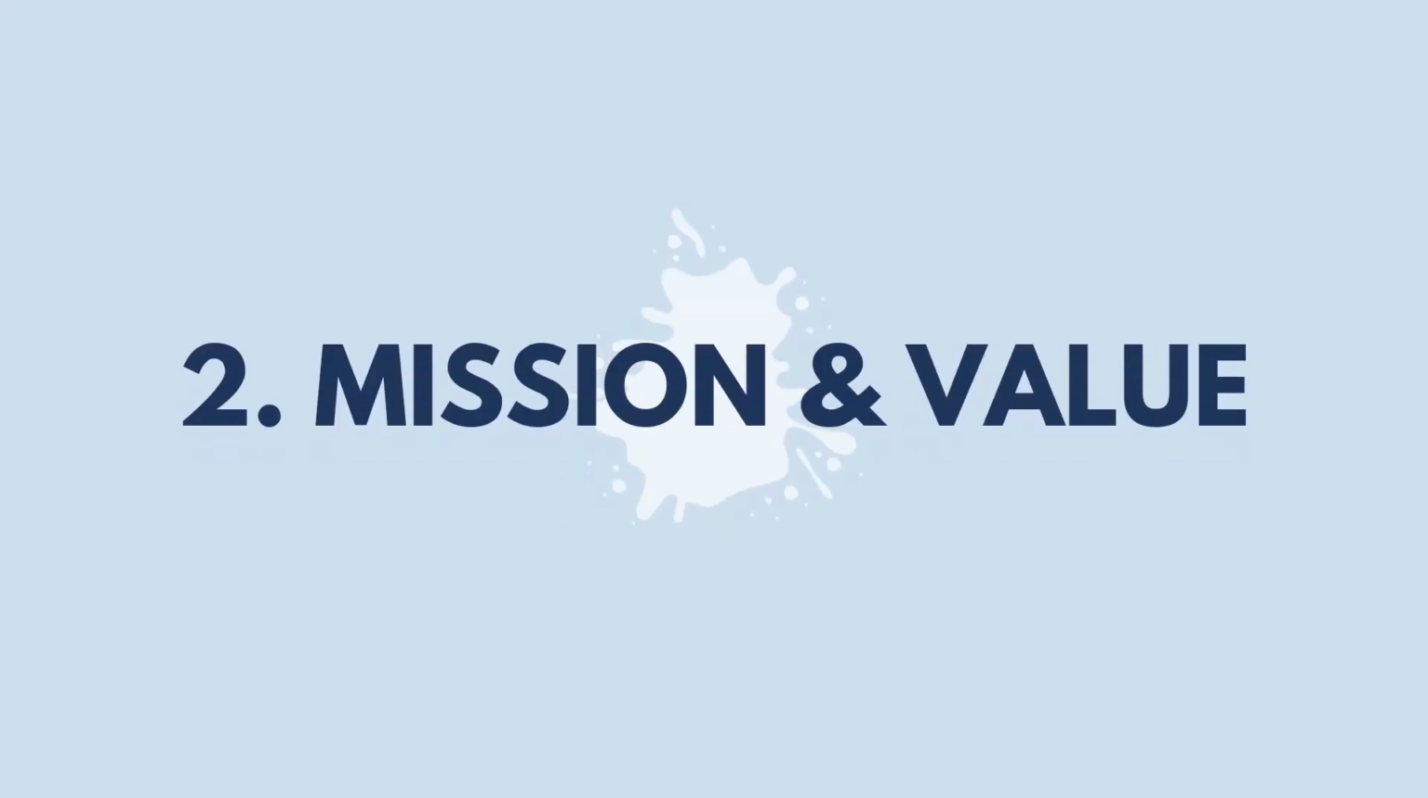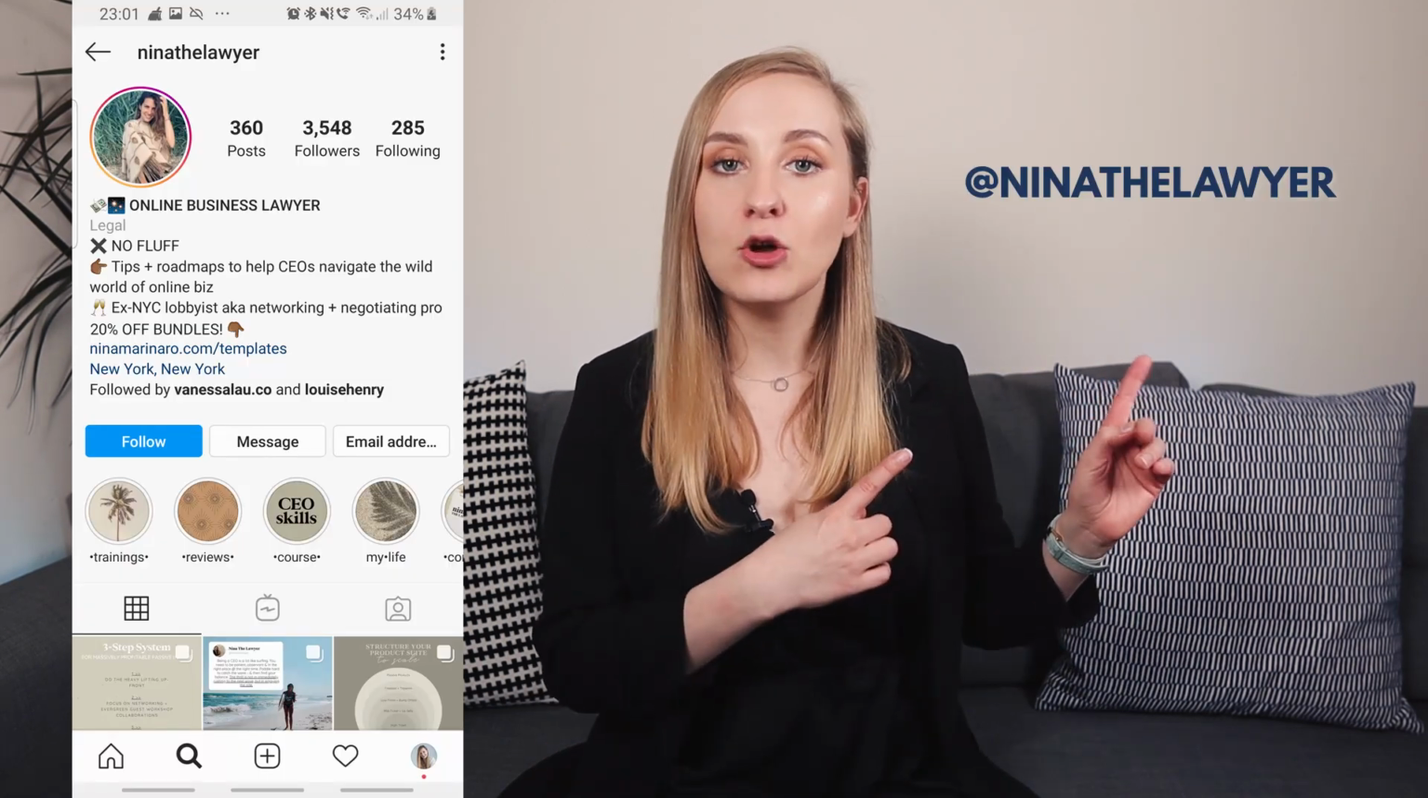Step 2, mission and value. The next step is to actually optimize the bio section. This is where you can show who you are and, more importantly, how you serve your community or what problems you solve. You need to clearly define the benefits that the followers will get from you. So for example, I found an online business lawyer @Nina the Lawyer, and her statement says, tips plus roadmaps to help CEOs navigate the wild world of online biz. I know exactly what I can expect from her profile, and that's making me stay.